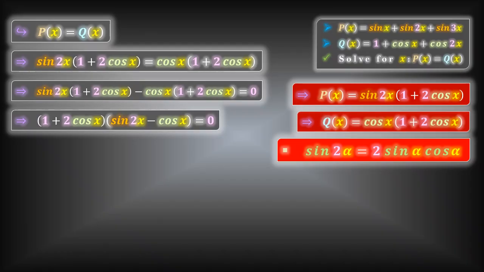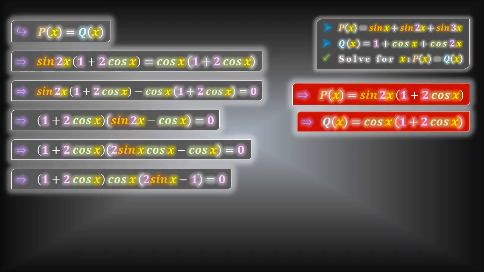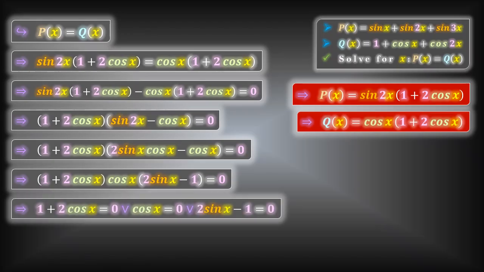Using the identity, sine of 2 times alpha is equal to 2 times sine of alpha multiplied by cosine of alpha, we obtain 1 plus 2 times cosine of x multiplied by 2 times sine of x multiplied by cosine of x minus cosine of x is equal to 0. By extracting cosine of x as a common factor, we obtain 1 plus 2 times cosine of x multiplied by cosine of x multiplied by 2 times sine of x minus 1 is equal to 0. Hence, we have a zero product which happens in one of three cases. Either 1 plus 2 times cosine of x is equal to 0, or 2 times sine of x minus 1 is equal to 0, or cosine of x is equal to 0.